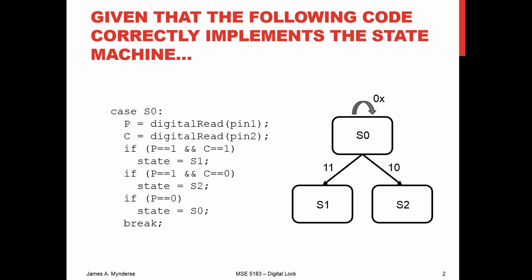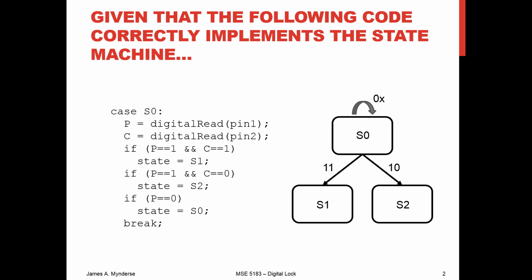So if we've got something like this, where we've got three states, S0, transitioning to S1 or S2, or staying in S0, and this might be the case where you're checking the push button and looking to see whether the code is correct. And so I've written here some code just to execute case S0. So we read the two pins, we check if they're both 1, and in that case we go to state S1, and if they're 1, 0, we go to state S2, and if we've got a 0 on the first one, which is the push button, then we stay in state S0.